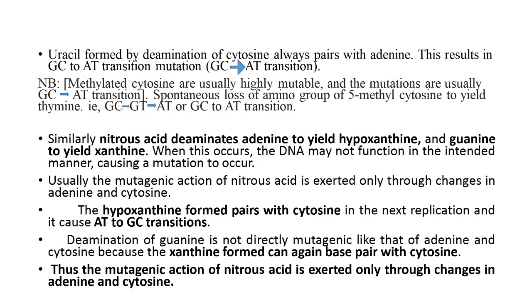Deamination of guanine is not directly mutagenic like that of adenine and cytosine because the xanthine formed can again base pair with the cytosine. Therefore, there will not be a change in the newly formed base pair. Thus, the mutagenic action of nitrous acid is exerted only through the changes in adenine and cytosine.